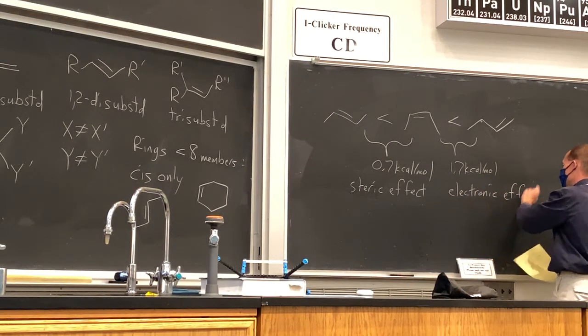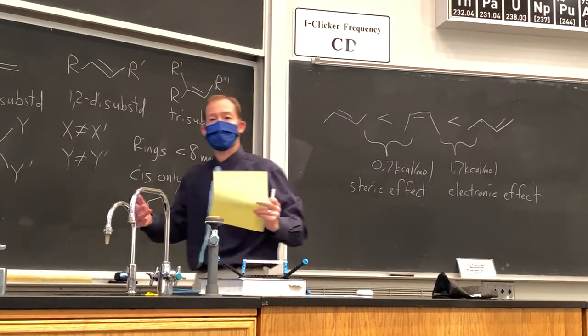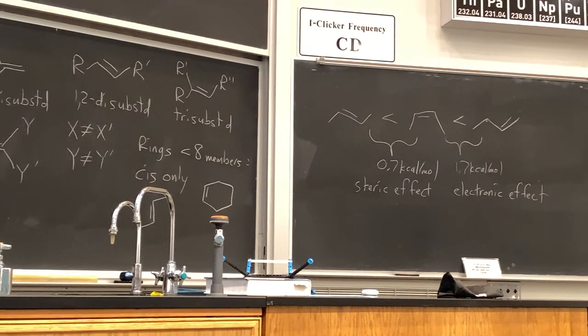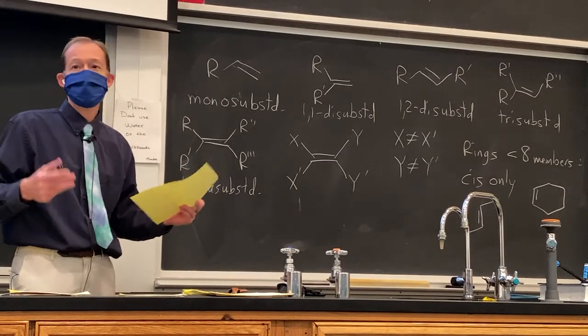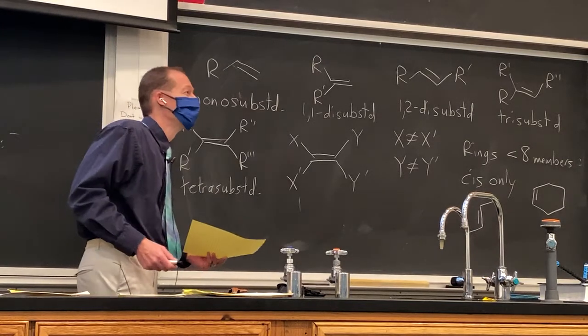Okay? It's explained in terms of either electron donation in this case, or other types of electronic effects would be due to electron withdrawing. Okay? So we have to consider steric effects when we're comparing alkenes sometimes to see if one is more stable than the other. Other times we would need to consider electronic effects. Questions?